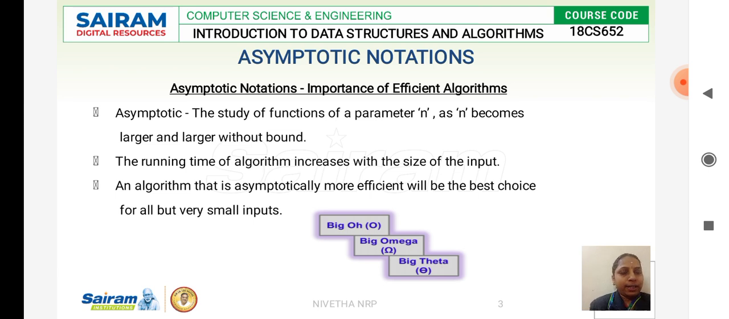It is nothing but a study of functions. So when we pass a parameter n, we pass a set of functions as an input to the system, and it processes that and produces an output. So the running time of an algorithm depends upon the size of the input. When the size of the input increases, obviously our running time will also increase. To represent this scenario, we use the term asymptotic notation.